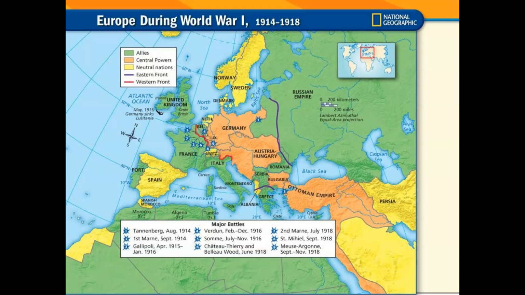So Gallipoli, Verdun, Somme, Château-Thierry, the Second Battle of the Marne. Several of these take place in France, certainly like Meuse-Argonne. The Argonne takes place in Germany. But you're going to have a lot of battles taking place on this front.